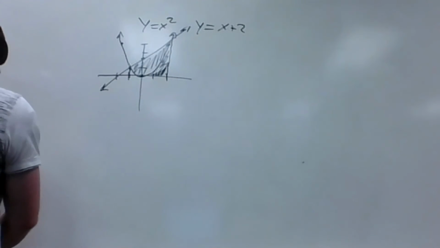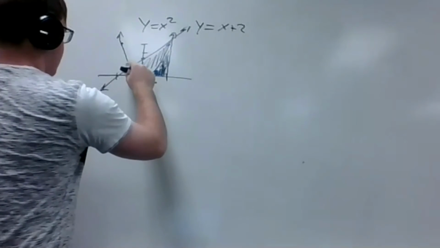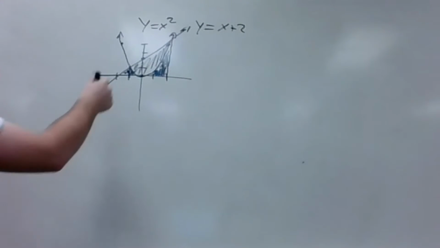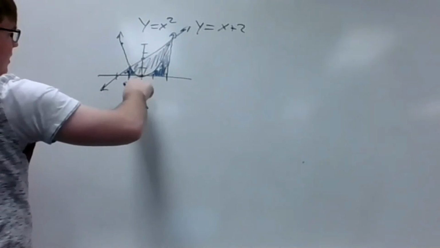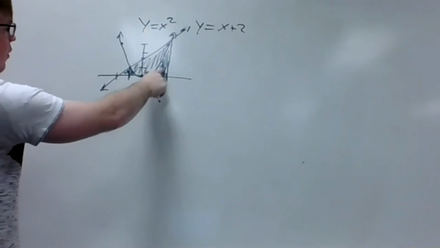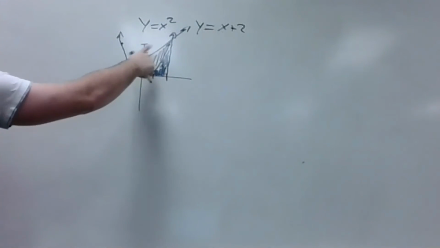So maybe I should do that in a different color, but all this stuff on the outside, we're basically going to get rid of. Because if we just do the integral of x plus 2, we're going to get this whole thing. But when we do the integral of x squared, we're only going to get these corners. But if we subtract the corners off of the whole thing, then we get the inside area.